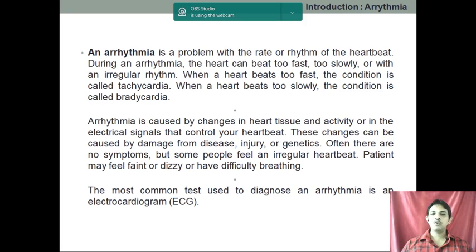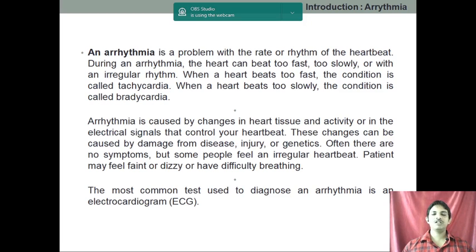Often there are no signs and symptoms in the preliminary stages. Though some people can feel an irregular heartbeat, and people may faint, feel dizzy, and have difficulty in breathing, and this can be diagnosed with the help of the ECG. So this is the introduction to arrhythmia.